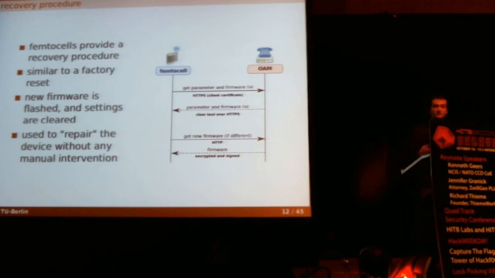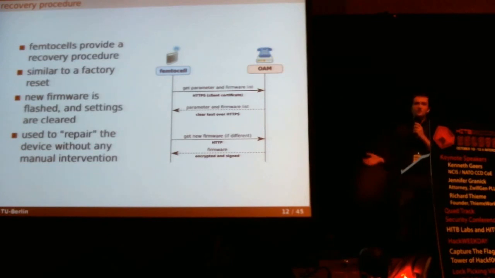How it works is the femtocell connects to the operation, administration, and maintenance server. First, it connects over HTTPS to request the configuration list. HTTPS, because you want it to be secured. You don't want anyone to see how the femtocell is configured. That's why they use HTTPS. In this list, there's the configuration, but also where all the images are. So once you get this list, you connect back to the server and ask, can I get this image, and so on and so on.